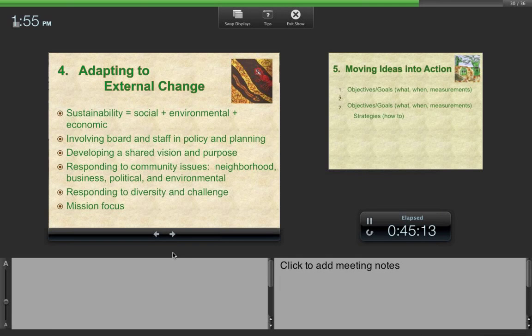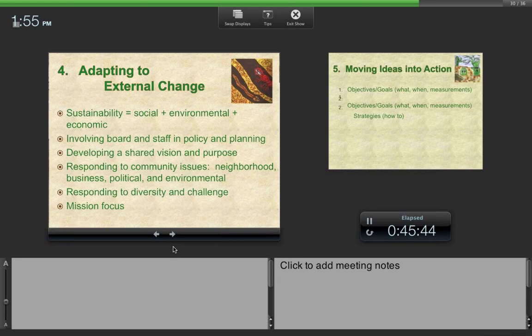Adapting to external changes. When we look at external changes, we're evaluating sustainability always in all of our programs, the social, environmental, and economic issues involved in developing new programs or addressing situations, concerns, environmental issues in our community. We also look at involving the board and staff in policy and planning.